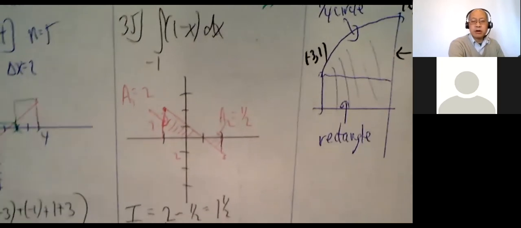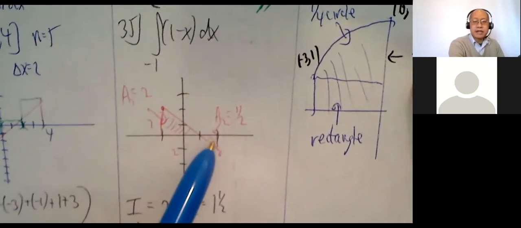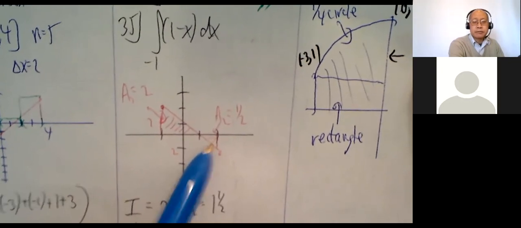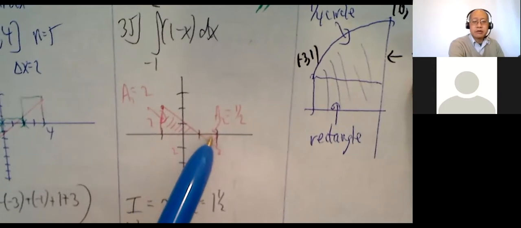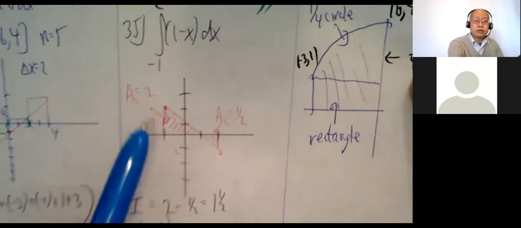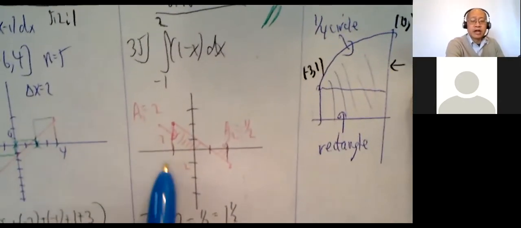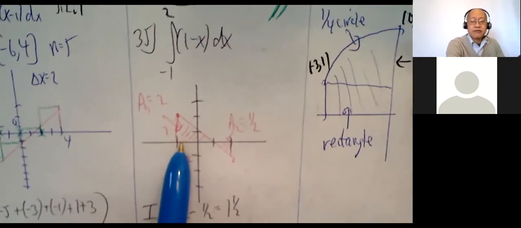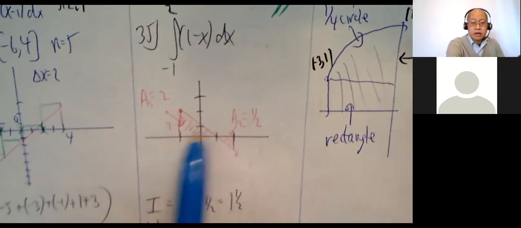So the integral will be this area minus this area, right? Because this region is above the x-axis. This is below the x-axis. So the integral, the true value now, not an approximation. I'm not chopping it up into so many pieces. I can find the exact value of the integral. Okay, so what is the area of this triangle?